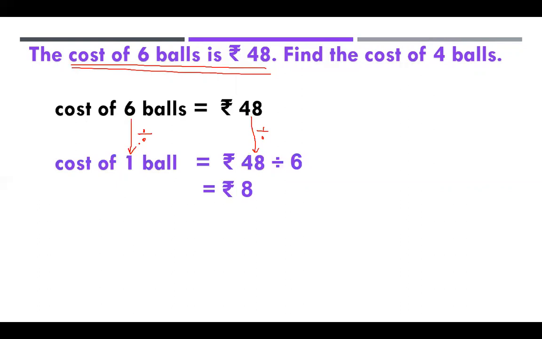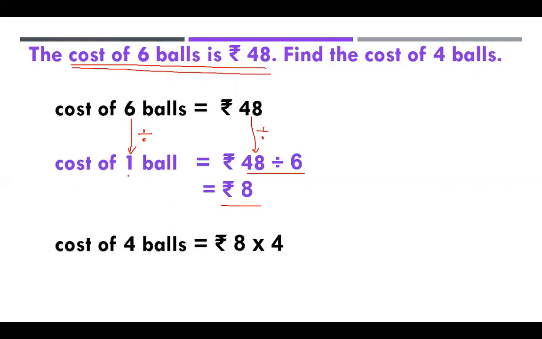So here what we are doing is dividing 6 by 1, right? And here we are also dividing 48 by 6. You are getting the price of one ball. So the cost of one ball is rupees 8.